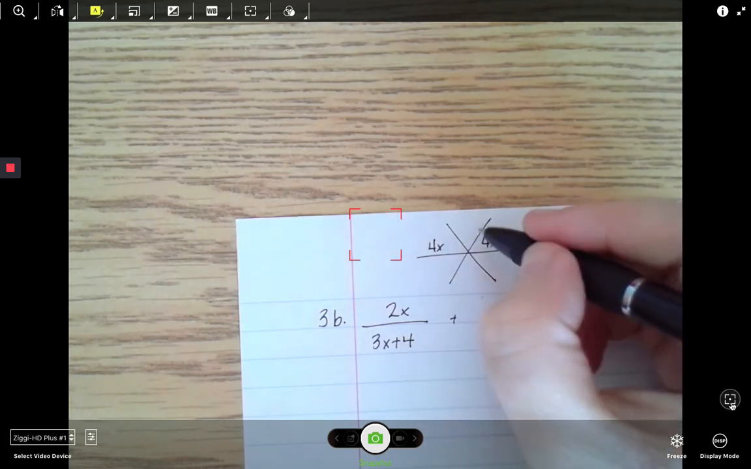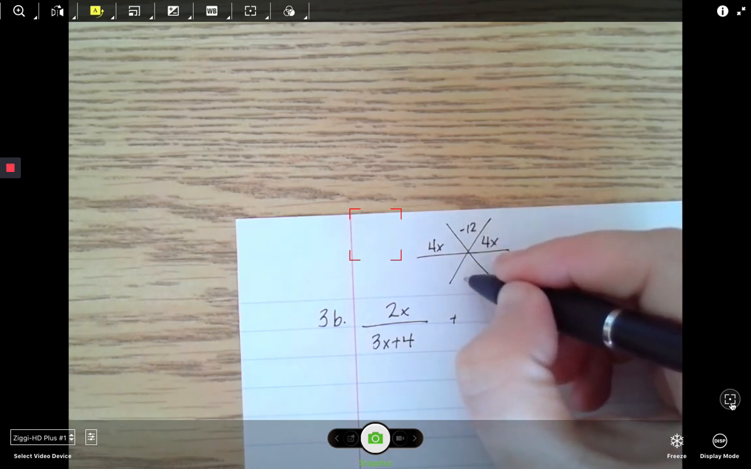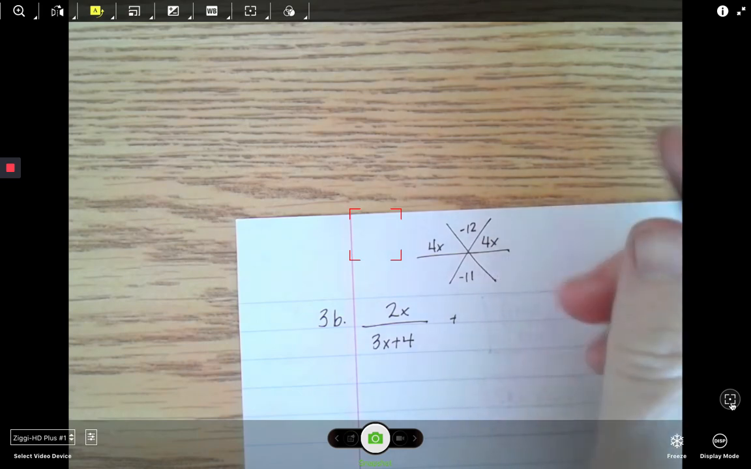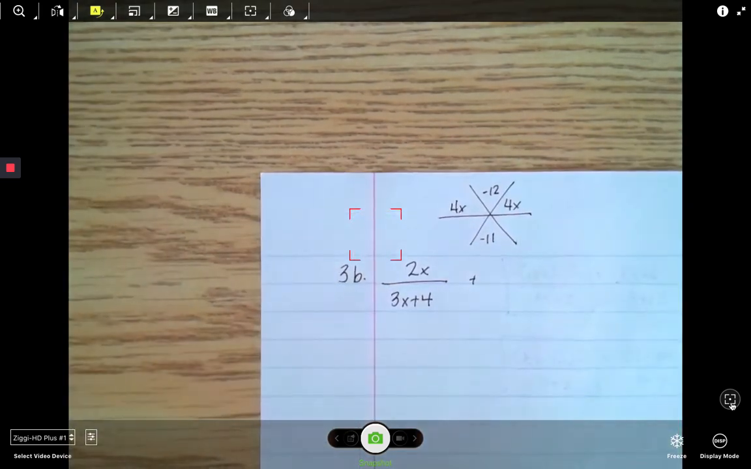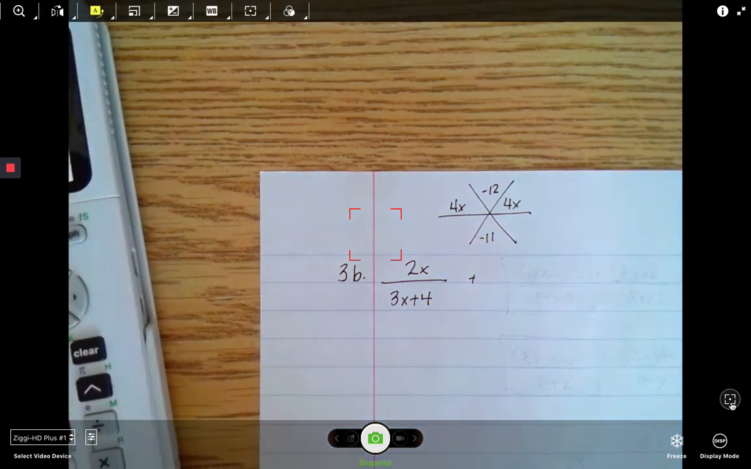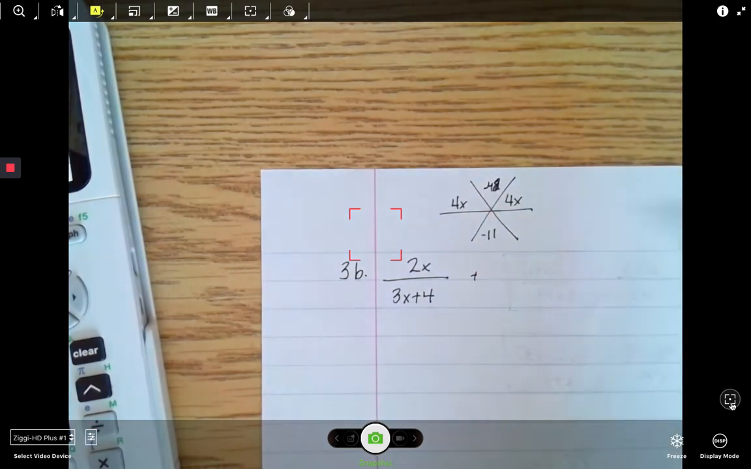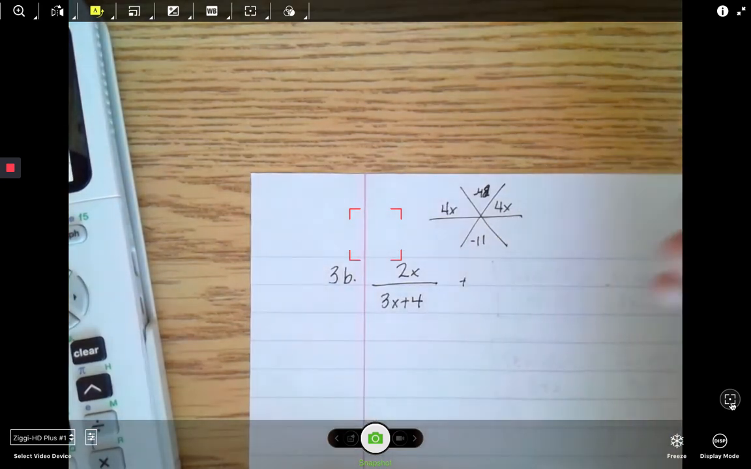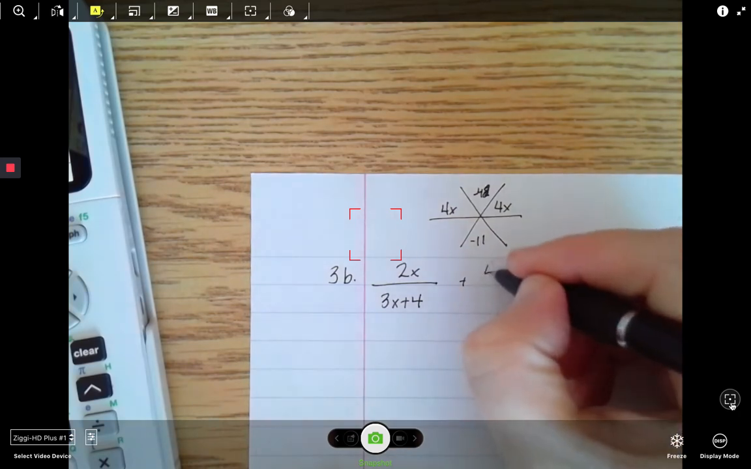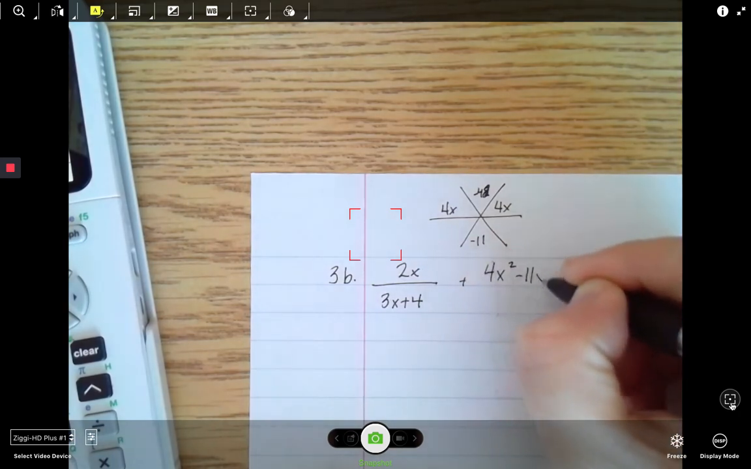4x, negative 12. We need to multiply to give me negative 12, but add to give me negative 11. Oh, that shouldn't have been negative 12. That should have actually been 4 times negative 12, which is a negative 48. And guess what? It cannot be factored. So we actually have to leave it the same: 4x squared minus 11x minus 12.